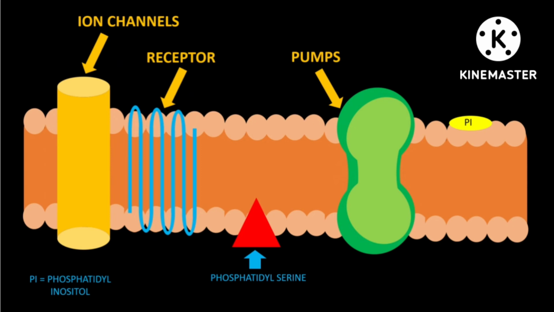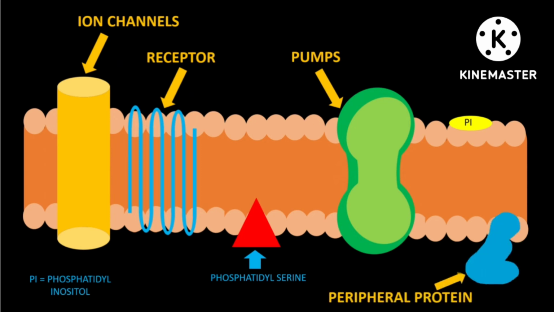The next type of protein is the peripheral proteins. These are present in the periphery of the membrane. They can be present inside or outside of the membrane. These types of proteins are mainly present in the red blood cells and in the skeletal muscle. They help to support the structure of the cells.